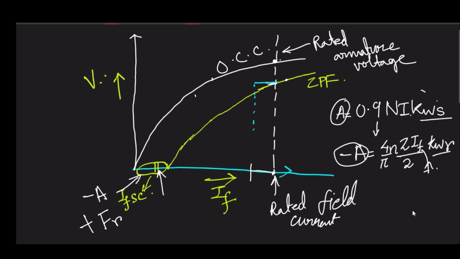So this is our A. Clearly this is not equal to this IFSC, because the A is somewhat less, or rather minus A is somewhat less than IFSC. Anyway, this much A is what you need to compensate.